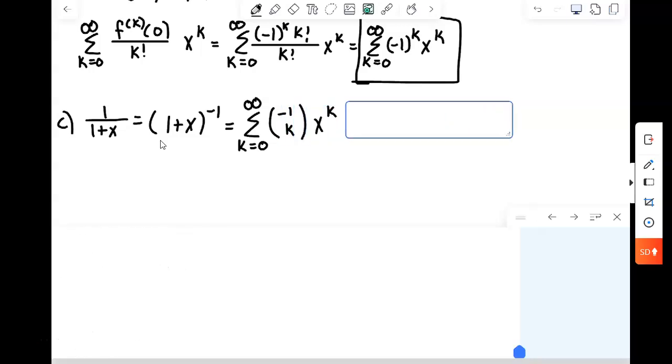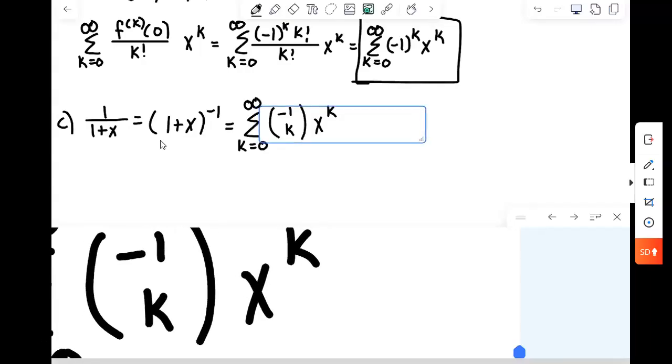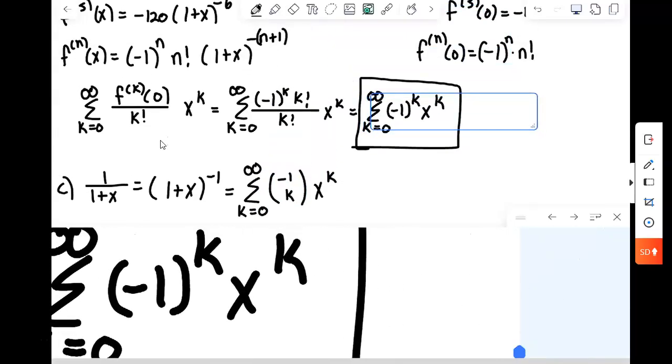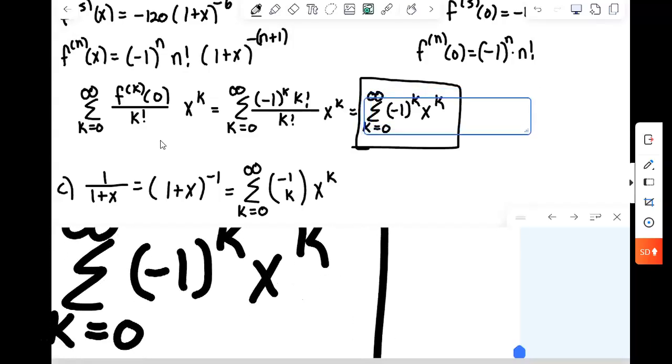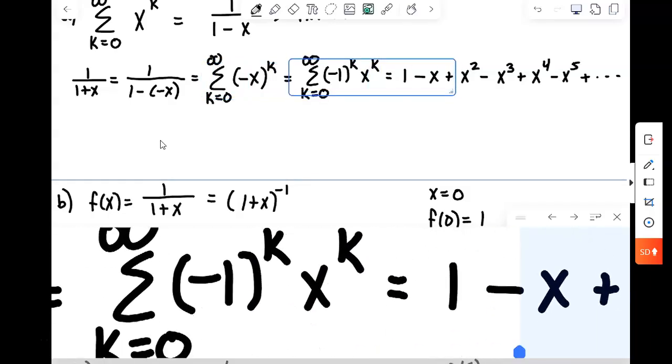Of course, we know this will converge by the result of binomial series as long as the absolute value of x is less than 1, which, by the way, we didn't do it, but we know that's the case here because that was the exact same series that we got the other way anyway.